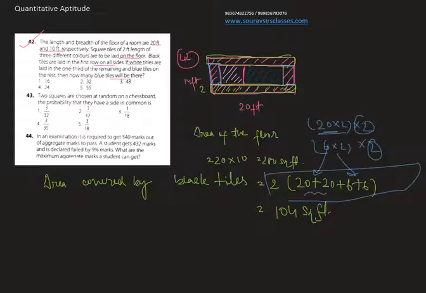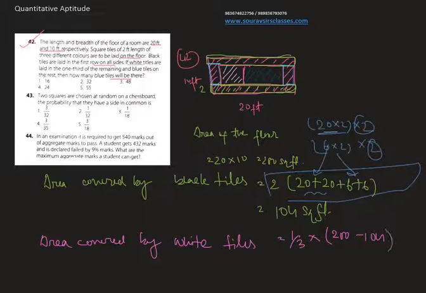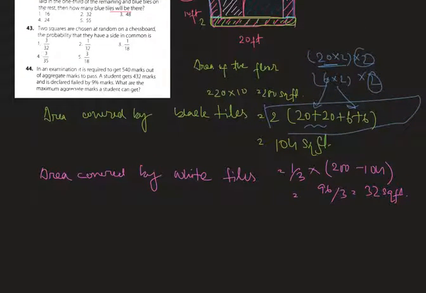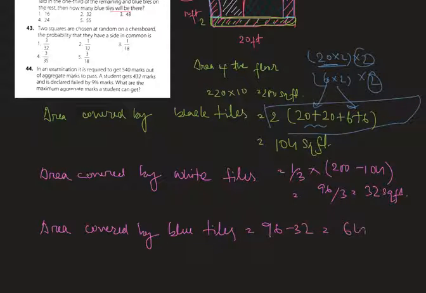Now the area covered by white tiles is equal to 1/3 of the remaining area, that is 200 minus 104, which results in 96, divided by 3, and it is 32 square feet. Now the area covered by blue tiles is equal to 96 minus 32, that is the rest portion, which is 64 square feet.